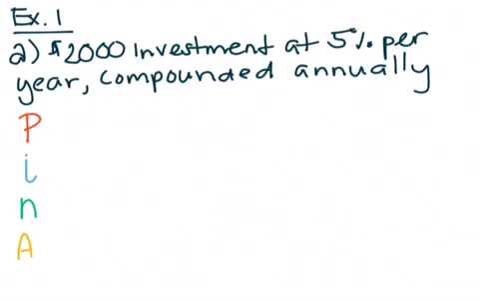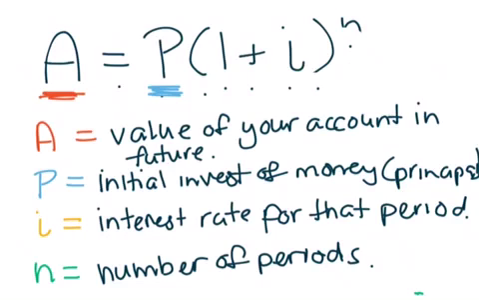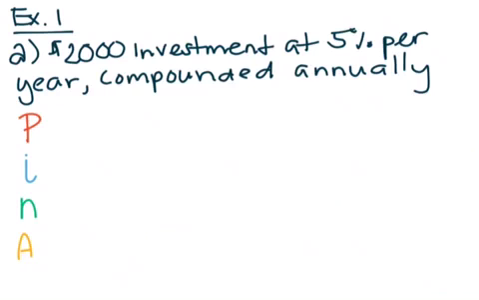So what I'm going to do is I'm going to underline what I think is P, underline what I think is I, underline what I think is N, and then A. So if we take a look back at our formula, here we go. Remember that P is our initial investment of money, our principal. So we can see right here that we have invested $2,000. So we know that this must be our initial investment. So I'm going to write down that P has to equal $2,000.